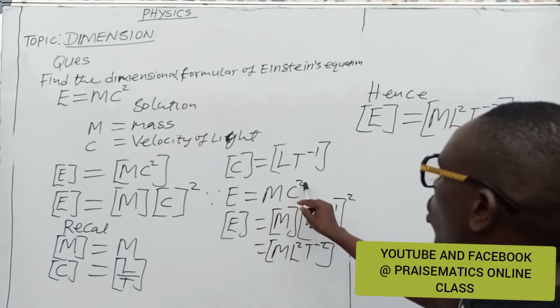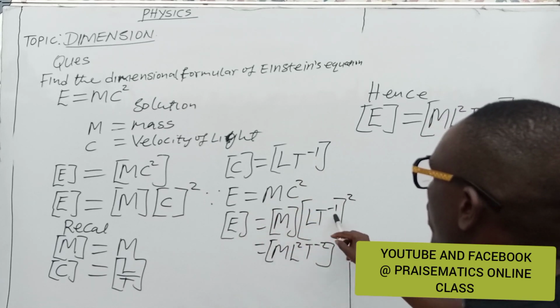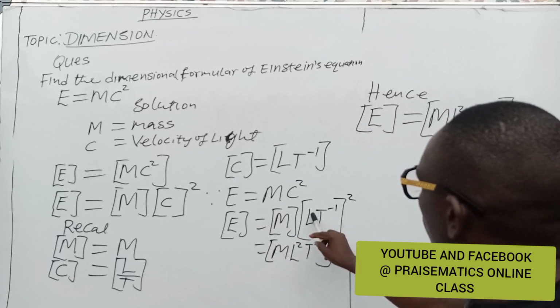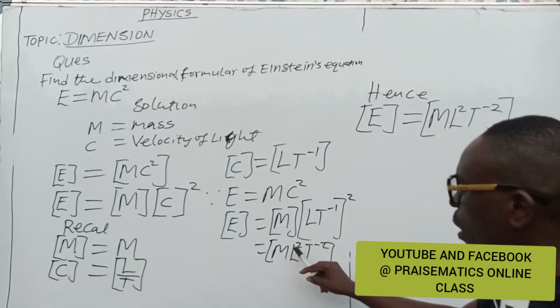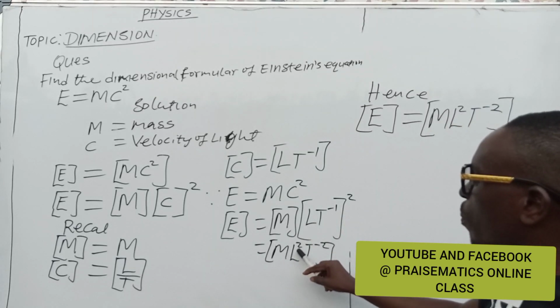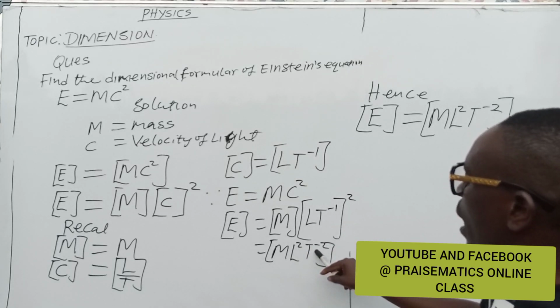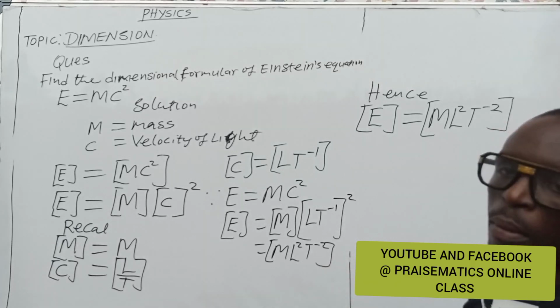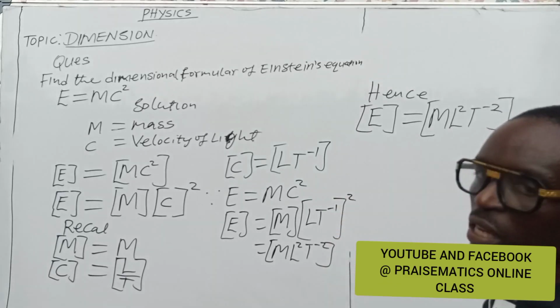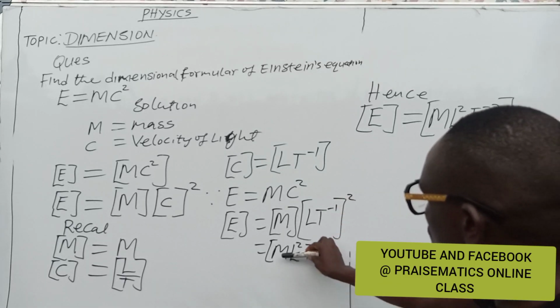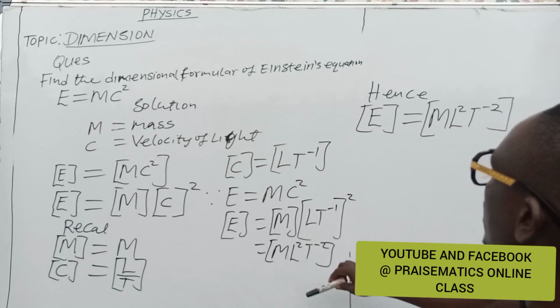Now for the Einstein equation, when you substitute the dimensions, finally this will multiply by L. L will give us L raised to power 2. And T raised to power minus 1 times 2 will give us T raised to power minus 2, by the power law of indices. That is the reason why we are able to multiply this out.